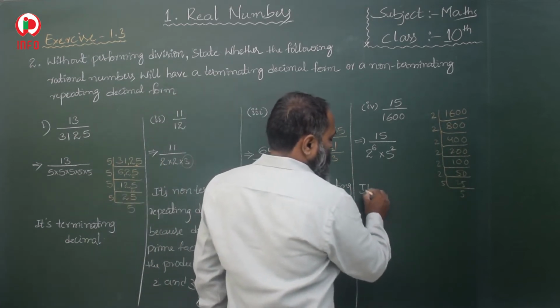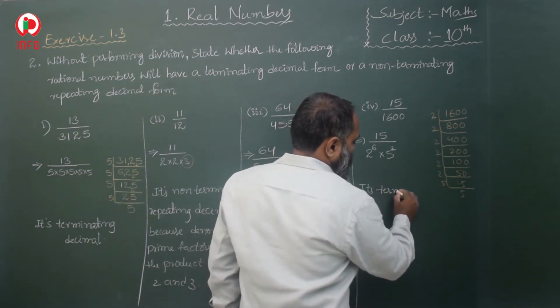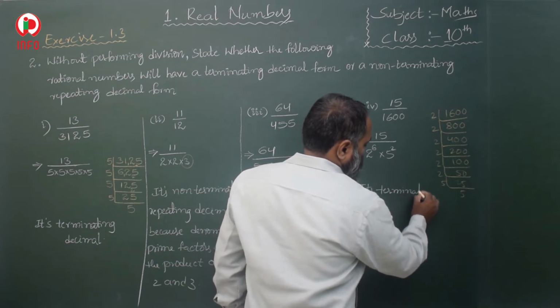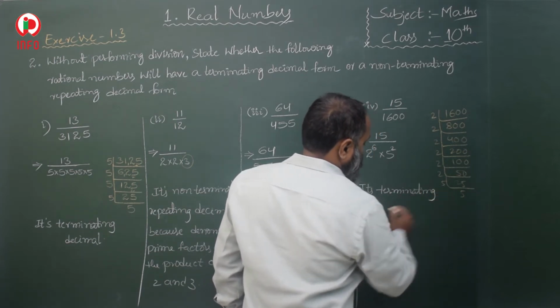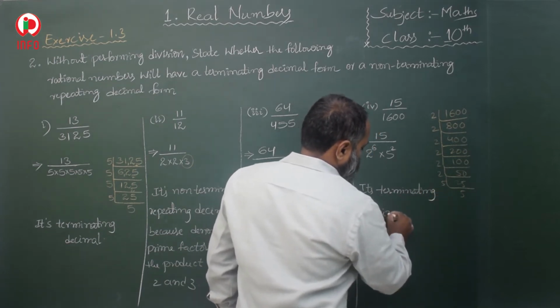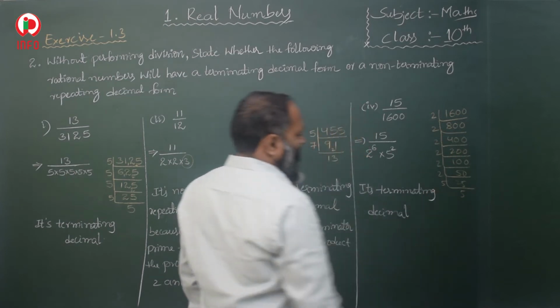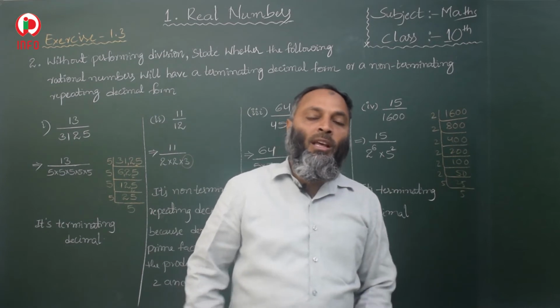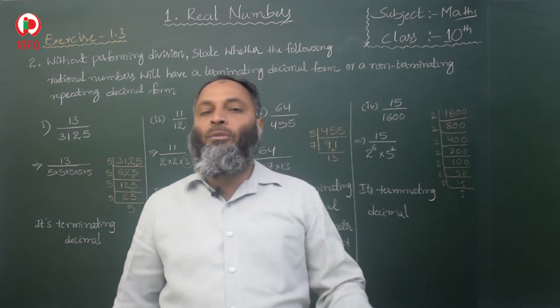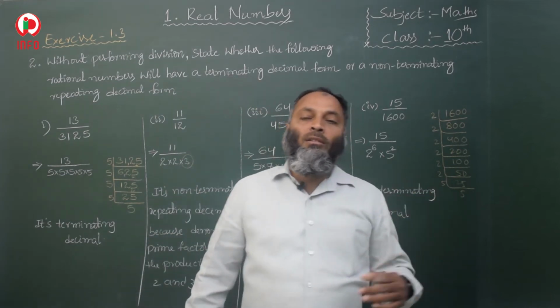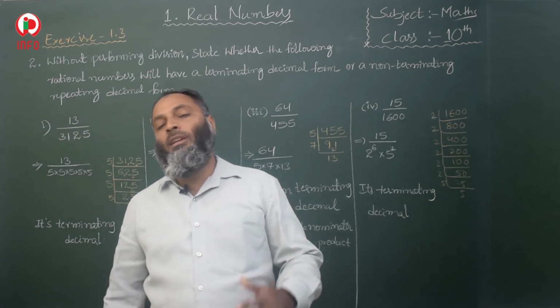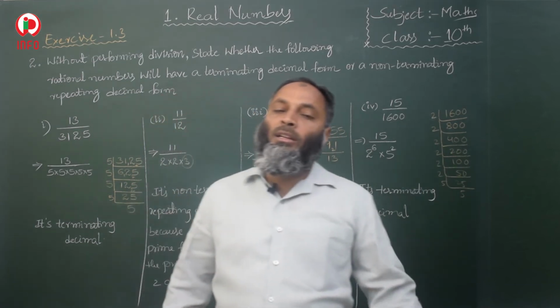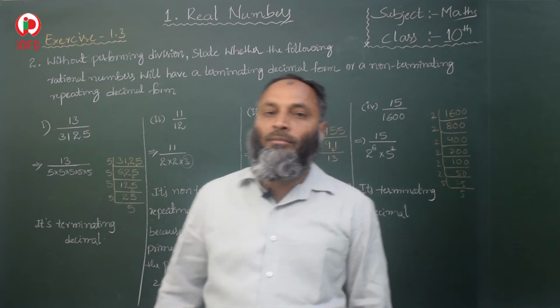It is a terminating decimal. Why? Because here the denominator is the product of 2's and 5's. If the denominator is a product of 2's and 5's, then it is terminating. Other than that, it is non-terminating. Okay.